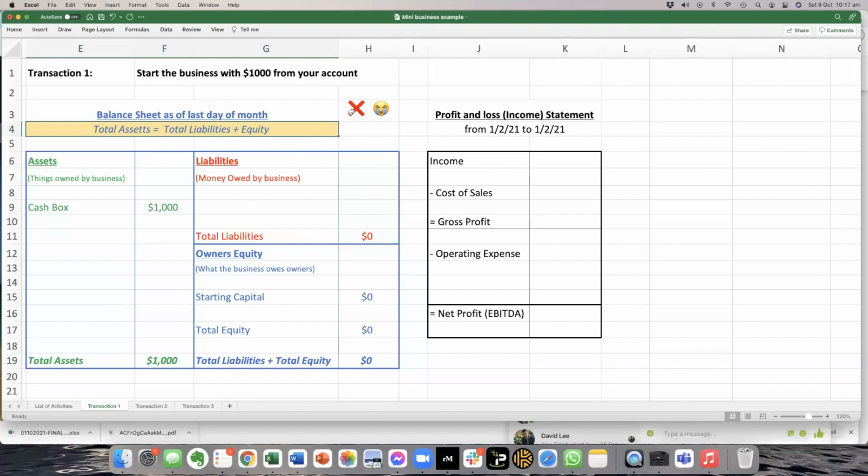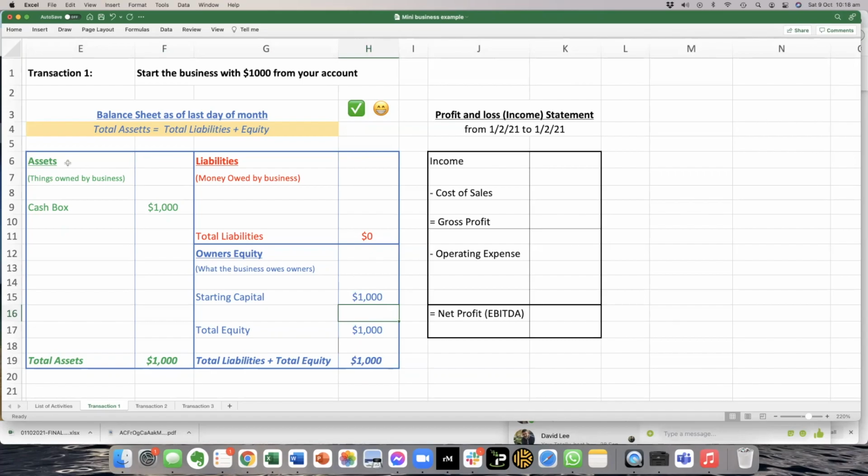Now you can see over here, I've got a big cross and a sad face because at the moment, it doesn't balance. The total assets don't equal total liabilities plus total equity. And your accounting system will flag errors like this when you do it. So we've taken our $1,000 cash from our bank account and we set it up into our balance sheet. But at the moment, it's out of balance. So we need to add this particular entry of $1,000 to starting capital. And you'll see we're all happy now.